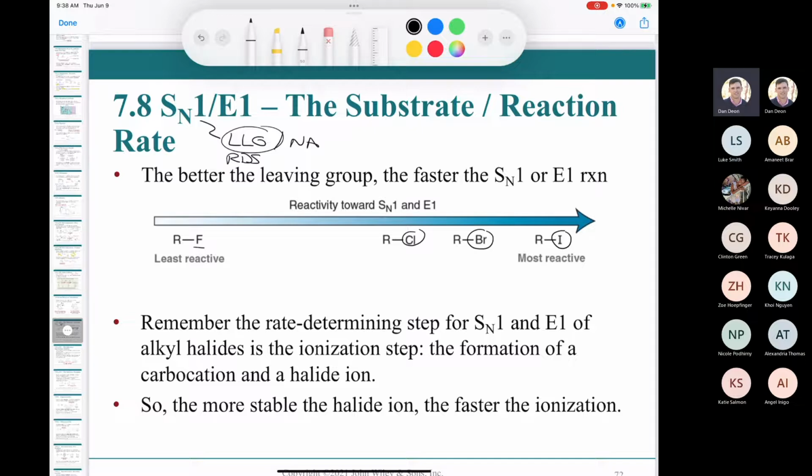So again, you have to remember that the rate determining step is the ionization, the loss of leaving group, the formation of the carbocation and the halide. And thus, the more stable the halide is, the weaker base it is, the faster the ionization is going to be. Good leaving groups are something that we need to be fully aware of as organic chemistry students.